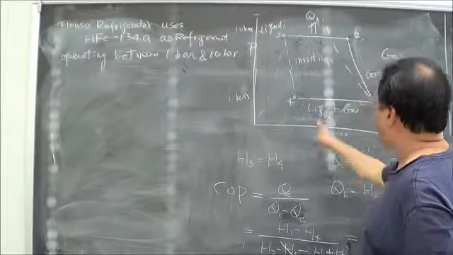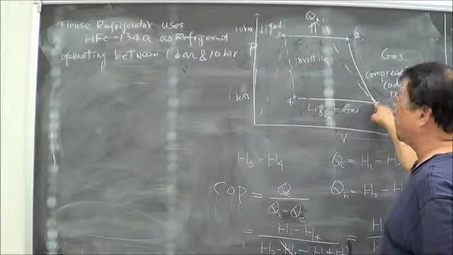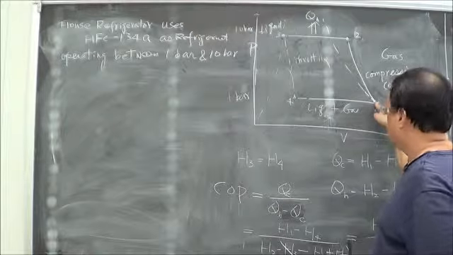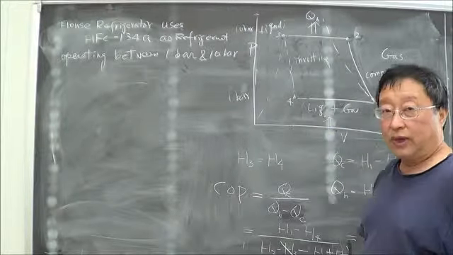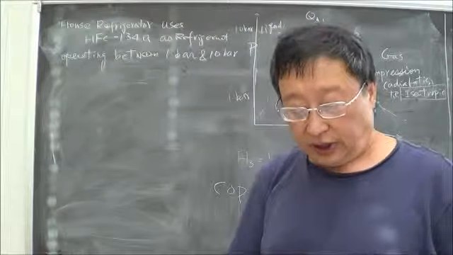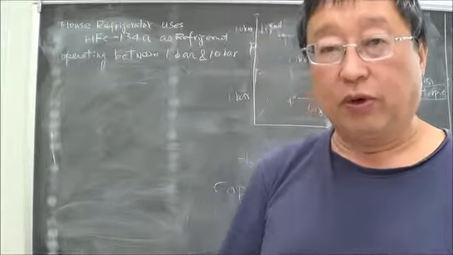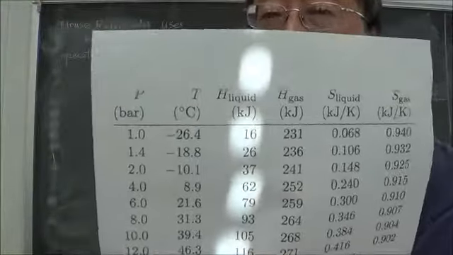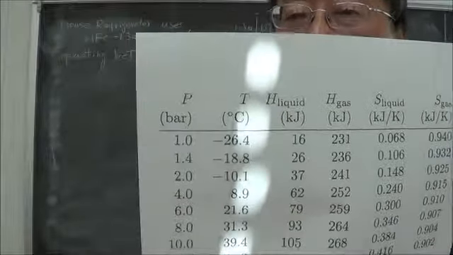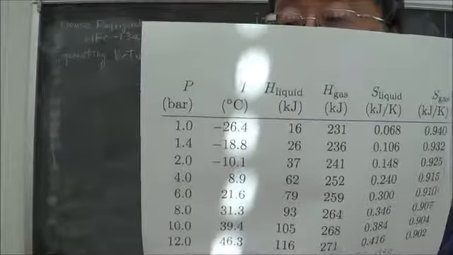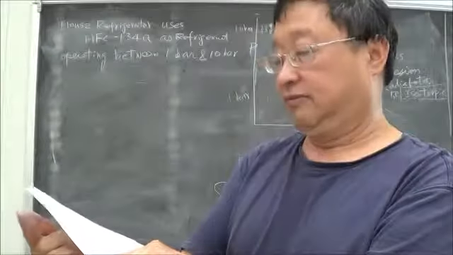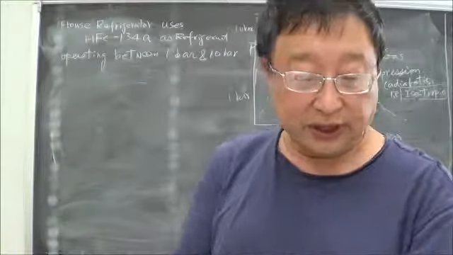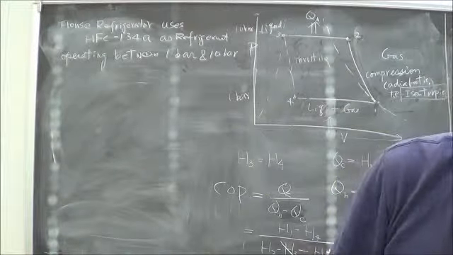Okay? So now I know that this one is just at the gas phase. So at this 1 bar, what is the gas phase? If you look at table 4.3, you'll find that at 1 bar the temperature is minus 26.4 degrees centigrade.